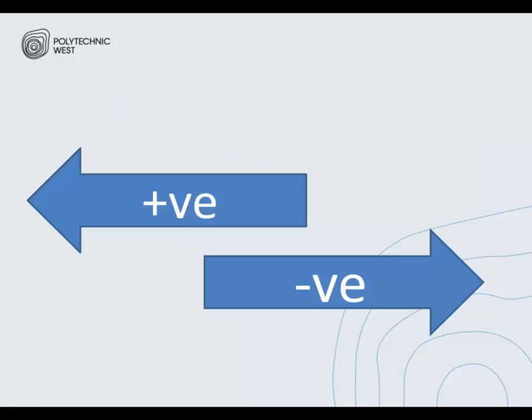The rule to remember is when you go right to left, it's positive. When you go left to right, it's negative. Positive ones are for big numbers, negative ones are for little numbers.